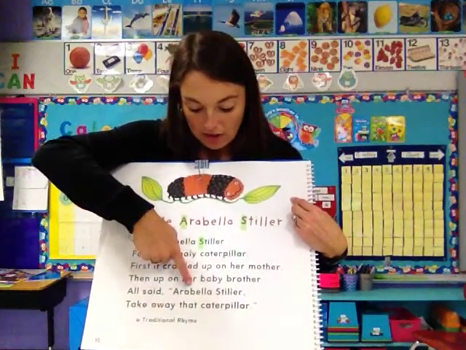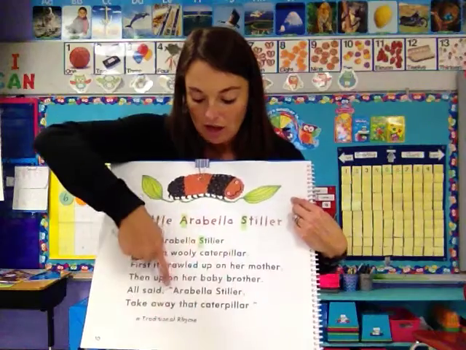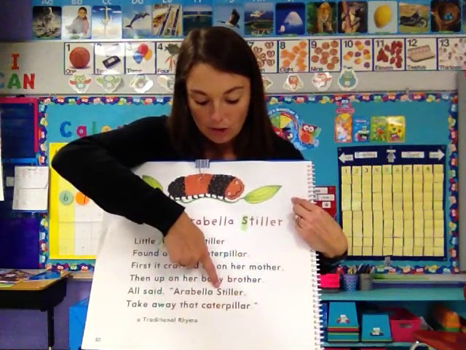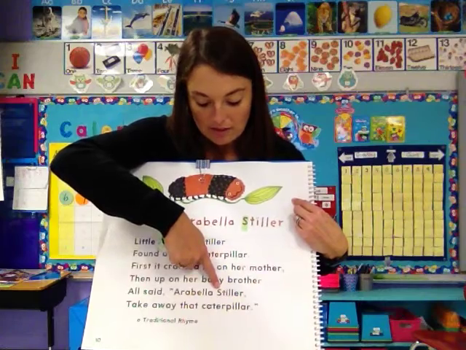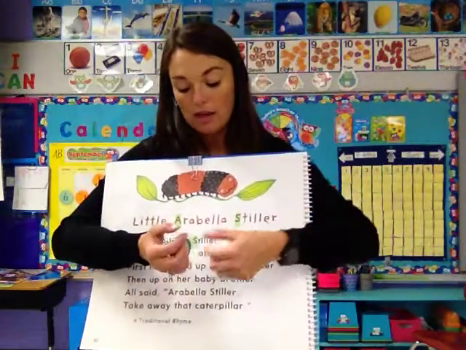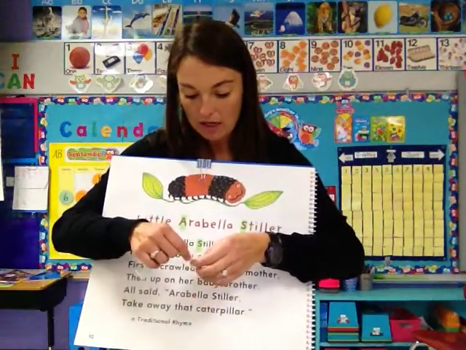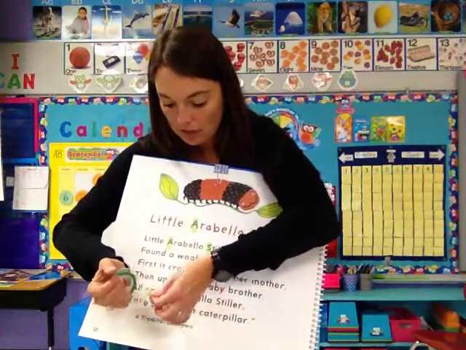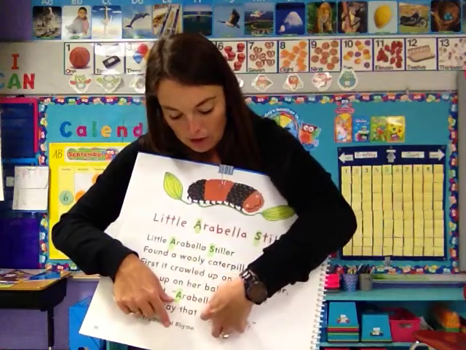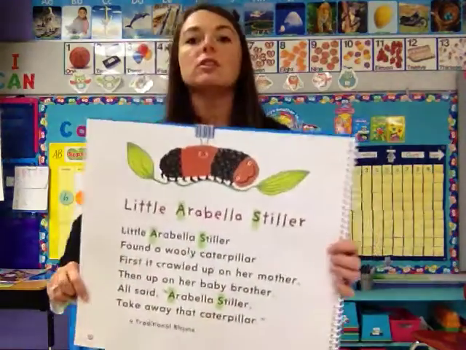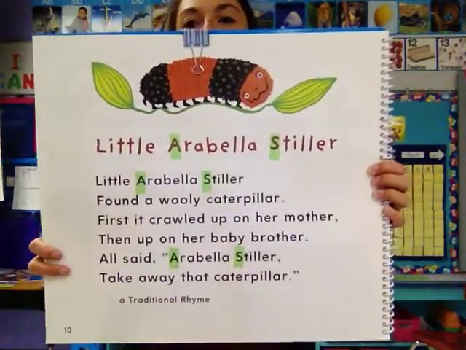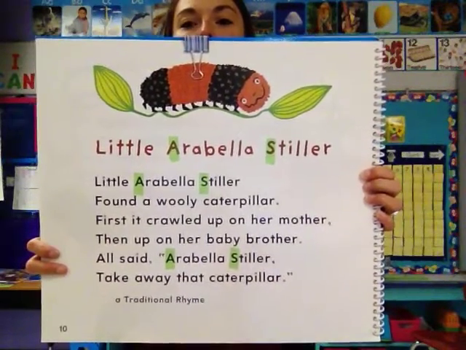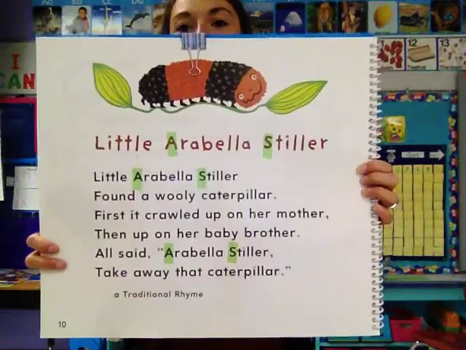Also down here again, we have Arabella Stiller. Uppercase A for her first name, uppercase S for her last name, or capital A and capital S. They have different names, but it means all the same thing. Big A and a big S. So I'm just going to highlight those. So on our paper, we'll see the first letter highlighted in green of her first name, which is an uppercase capital letter, and her last name is an uppercase capital letter.